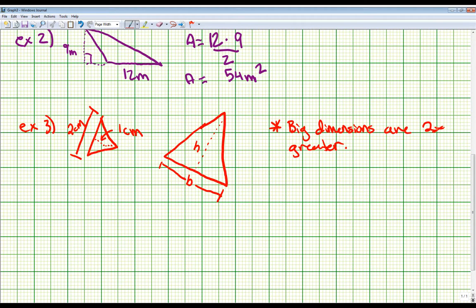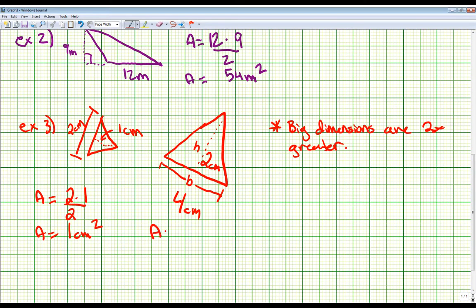So 2 with 2 times greater, that turns this B into 4 centimeters. And then 1 times 2 is going to turn this into a 2 centimeter height. So now we've got both dimensions here, and we can go ahead and find the area of both of the butterfly wings. The area of the little guy, we have a base of 2 and a height of 1, so we would go 2 times 1 divided by 2. 2 times 1 is 2. 2 divided by 2 would give me 1 centimeter squared.